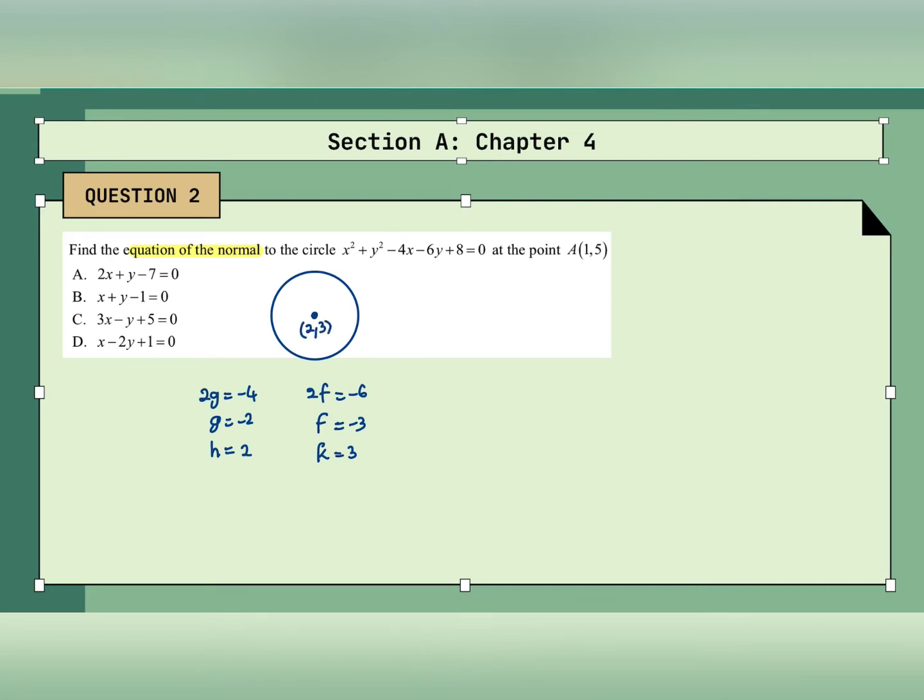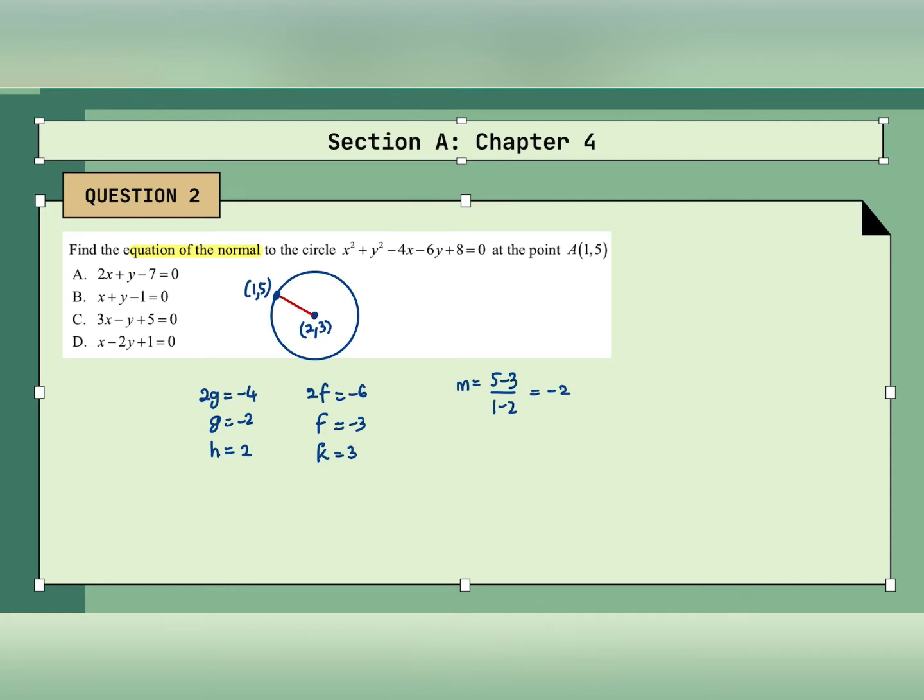Okay. Let's say point A adalah 1, 5. So contoh dia dekat sini lah. 1, 5 point A. So kita nak cari equation of normal. So kena cari gradient yang warna merah ini. Kenapa dia tidak tegak? Okay, kena cari gradient untuk yang line merah. So macam mana nak cari gradient? M equals to Y2 minus Y1. 5 tolak 3, 5 tolak 3 adalah 2. We have 5 tolak 3 over 1 tolak 2. So you have negative 2.